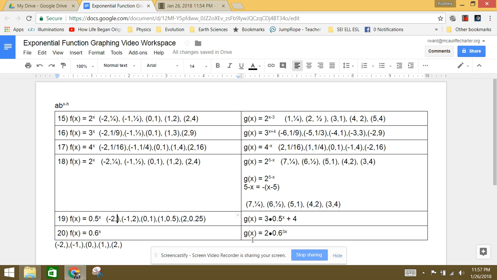And then keeping with the pattern, we will now do keep, change, flip with 1 divided by 1/4. 1 divided by 1/4 is 1 times 4 over 1. So we've got 4 for that point. Another way of thinking of 1 divided by 1/4 is how many quarters go into 1? Well, 4 quarters go into 1. So we'll go ahead and plot this on Desmos.